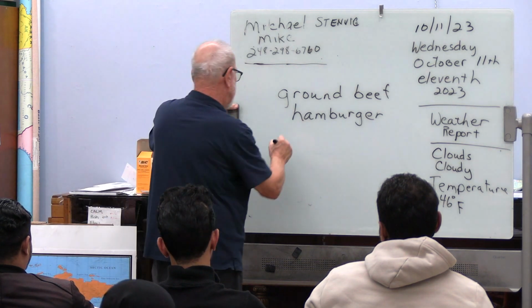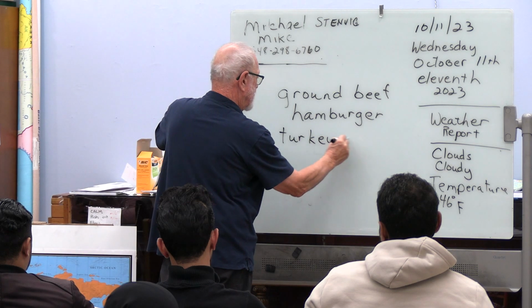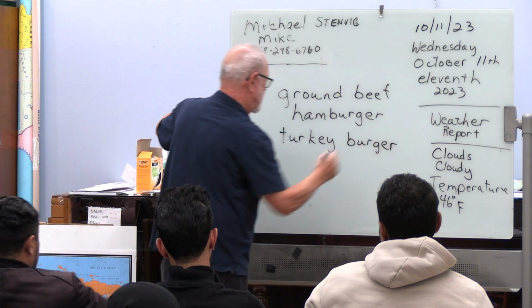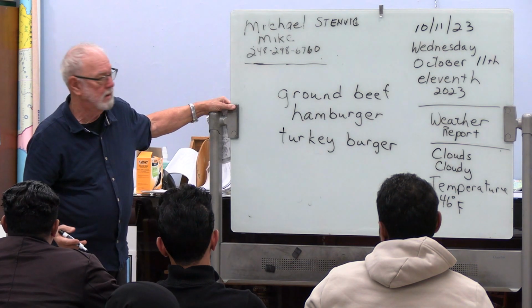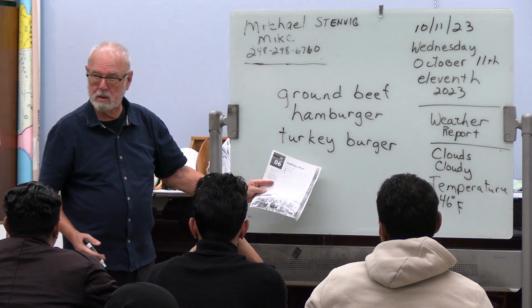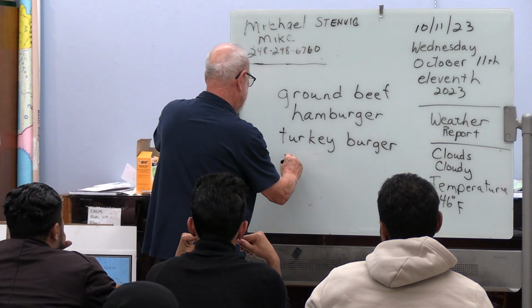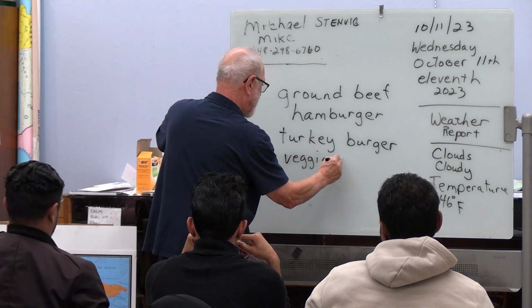What's this one? Turkey burger. Ground turkey. How about this one? Chicken burger. Yeah, chicken burger.